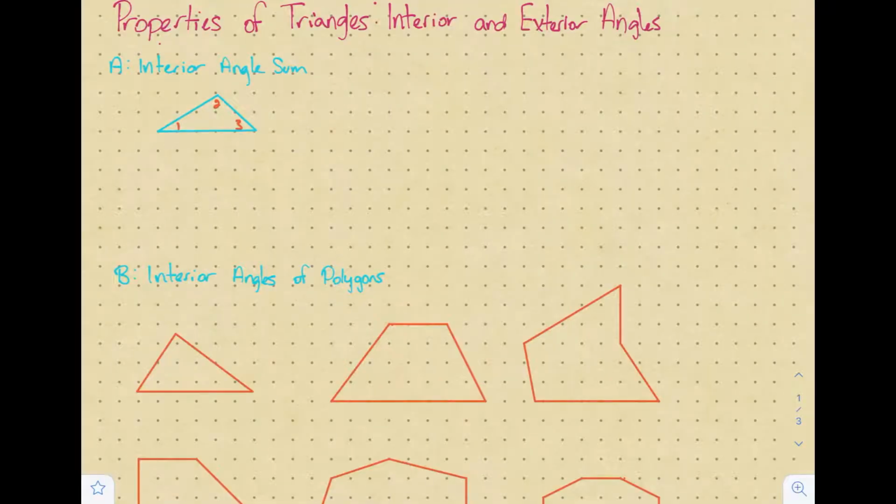Hi and hello. In this video, the first in our series on properties of triangles, we'll talk about the interior and exterior angles. First, let's explore the sum of the interior angles. Now, many of us may already know that the sum of the interior angles of a triangle is 180 degrees.